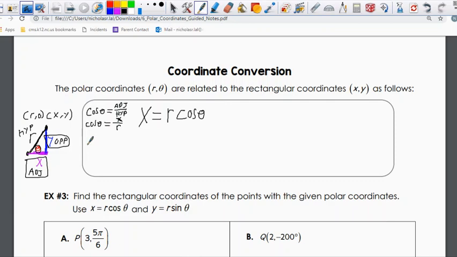Same thing with sine of theta. The sine of theta is equal to the opposite side of a right triangle over the hypotenuse. The sine of theta is equal to y over r. So, based on all of that, y is equal to r times the sine of theta.